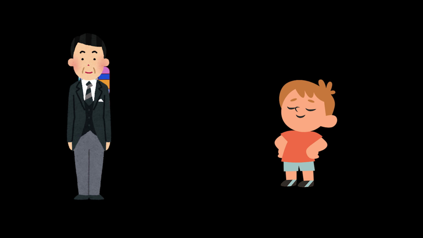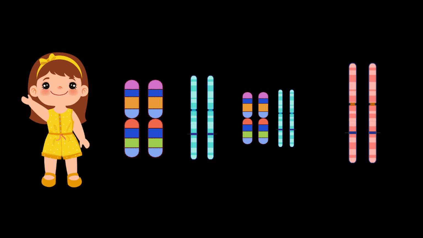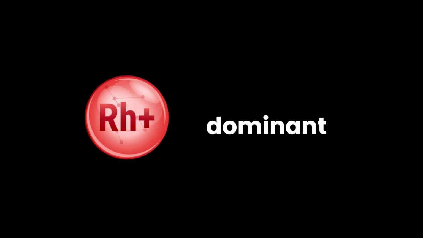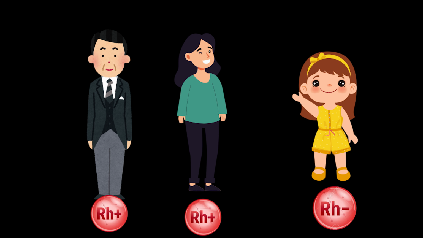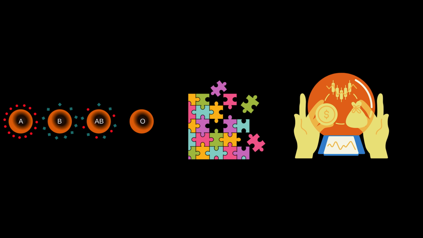Now, how do you inherit your blood type? Each parent gives you one ABO allele and one RH allele. Let's say one parent is AO, type A, the other is BO, type B. Possible children's blood types: A, B, AB, or O. All four are possible. RH works similarly. RH plus is dominant. RH minus is recessive. So two Rh positive parents can still have an Rh negative child if both carry the recessive allele. Genetically, blood type inheritance is predictable, but full of interesting combinations.